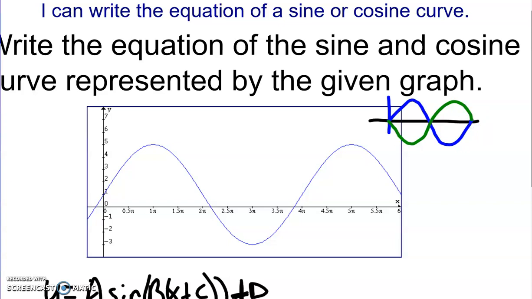Or I could be dealing with a cosine. So the cosine starts at a peak and then goes down to a valley and then comes back to its peak. So that's the cosine. And then I could reflect the cosine, and so I start at a valley, go up to a peak, and then come down to a valley.